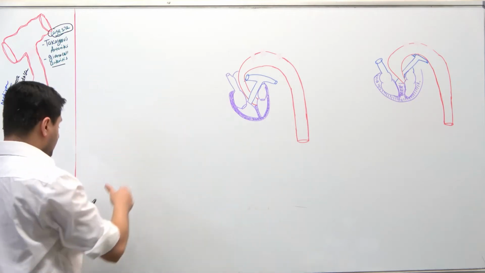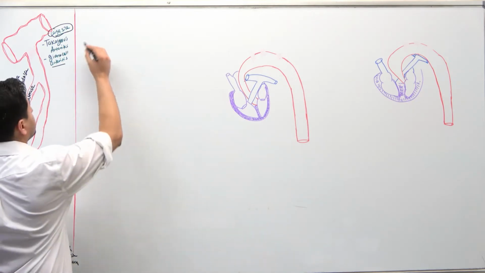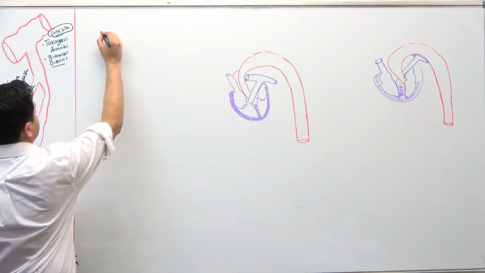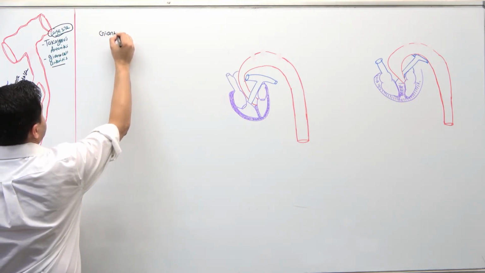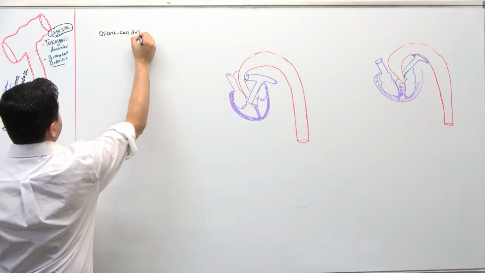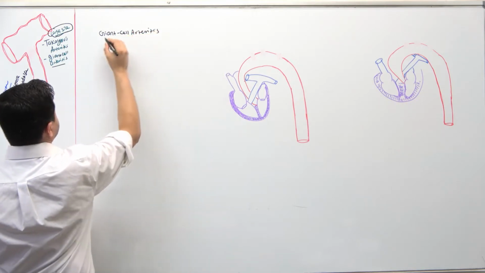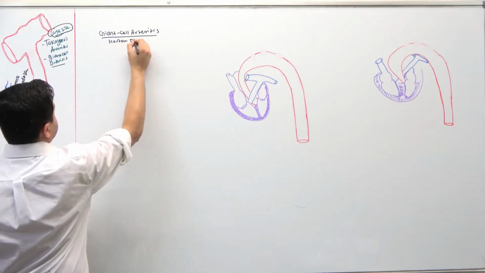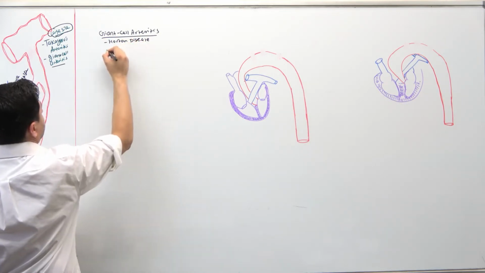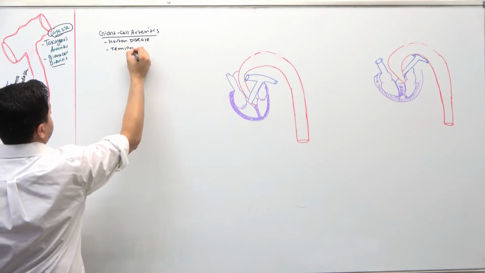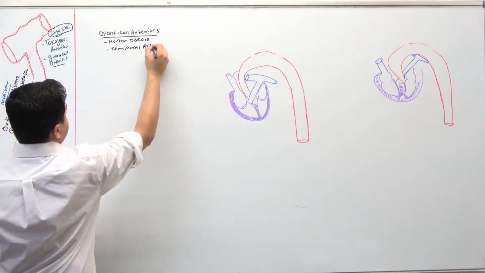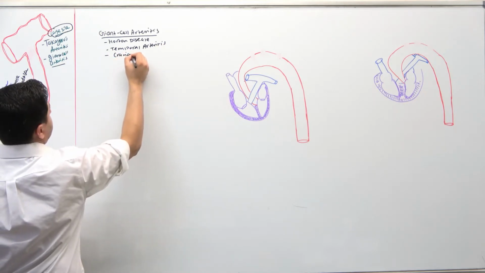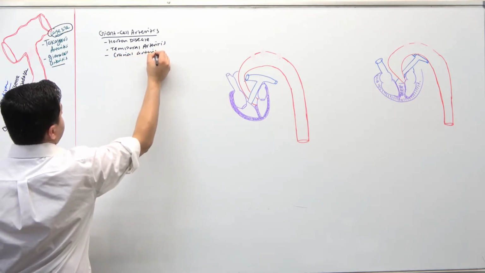But now we're going to talk about the two important large size vasculitis, and one is called, let's write down here, giant cell arteritis. What is the other name for these guys again? We already talked about it. It's called Horton disease, also called temporal arteritis, and the other name is cranial arteritis, right?